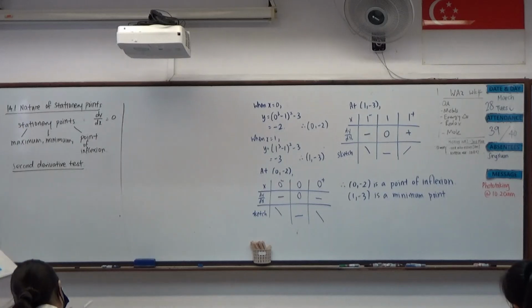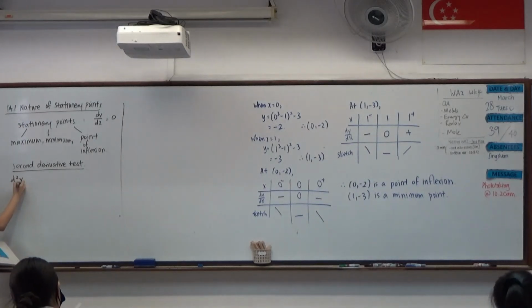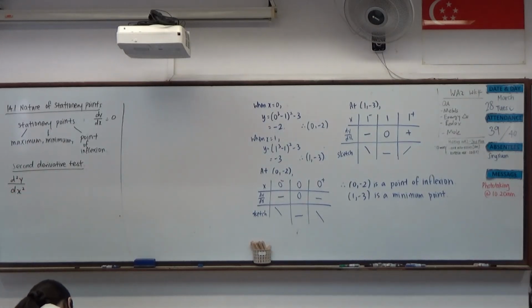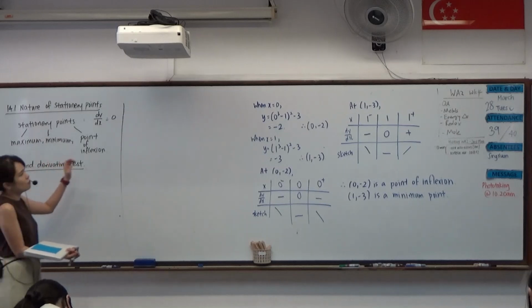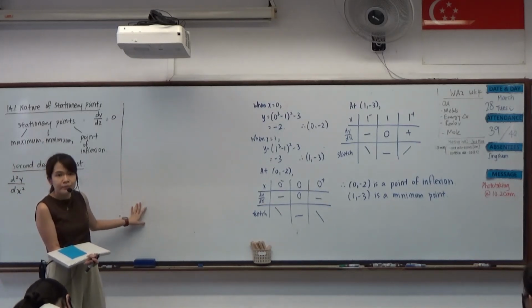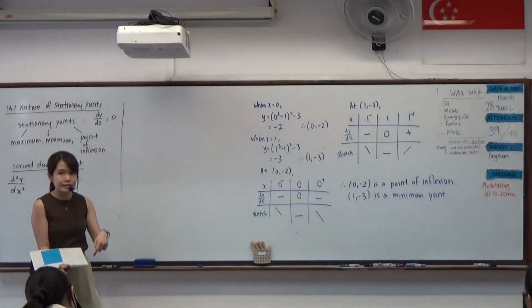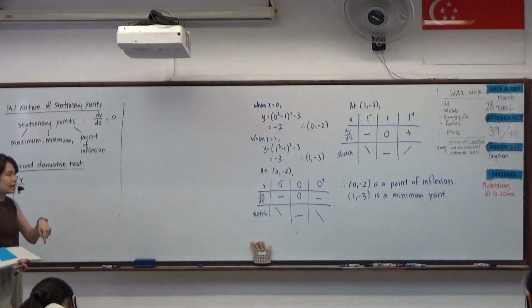We are going to be looking at this thing called d²y over dx², usually we say d2y over dx squared. So that is your second derivative. By second derivative, what we're saying is that with the dy over dx that we have already found, we differentiate one more time. That's why it's a second derivative.